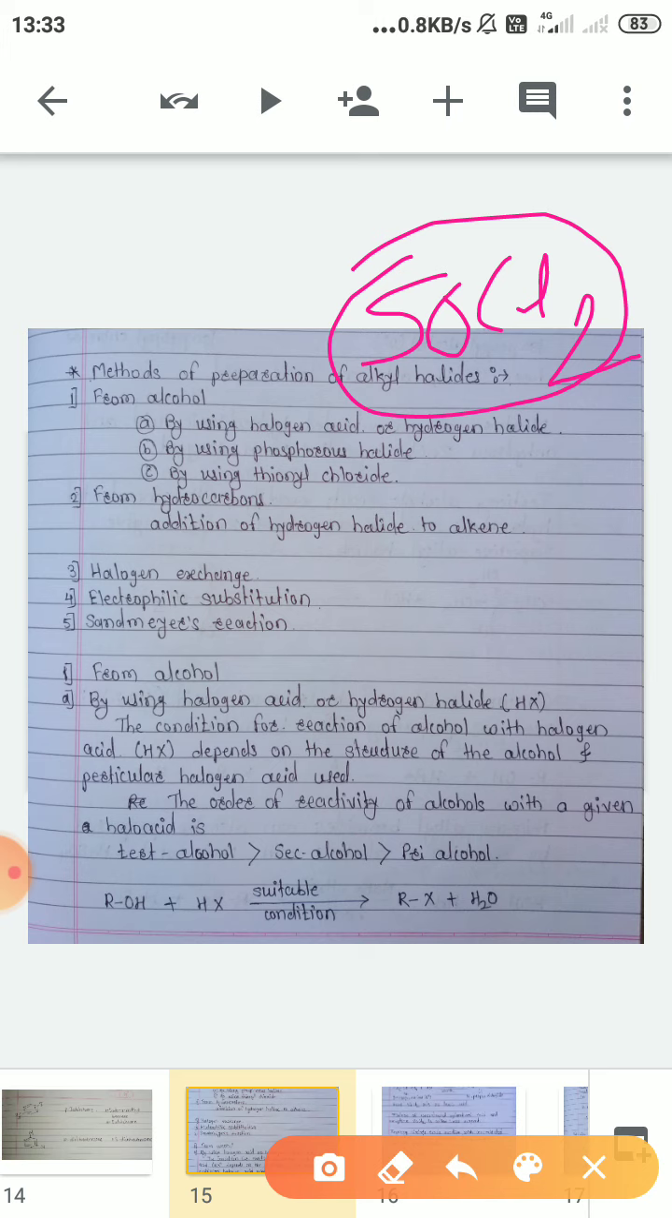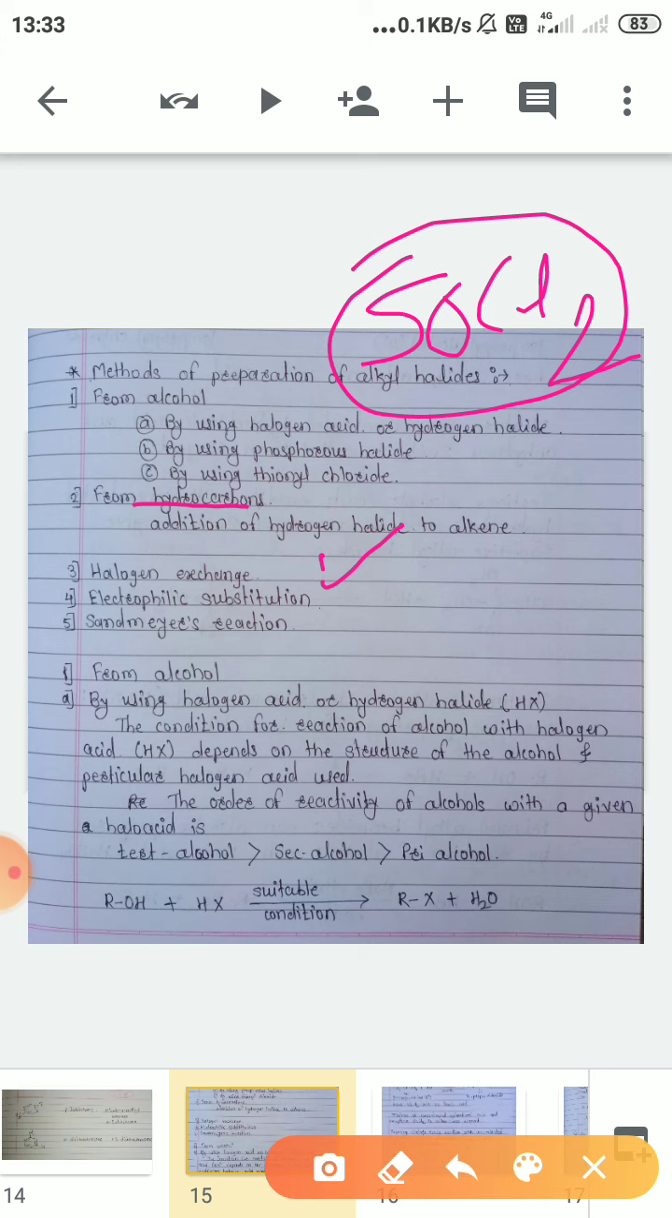Second one, by hydrocarbon. Hydrocarbons means compounds containing carbon and hydrogen. That means we can prepare alkyl halides from alkanes, alkenes, or alkynes. Now the next one, by using halogen exchange. Halogen exchange means already one halogen atom is there. If chlorine is there, then we can replace it by fluorine or by iodine, that is the halogen is exchanged.